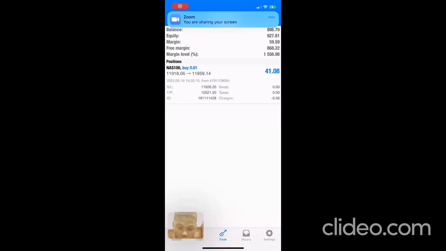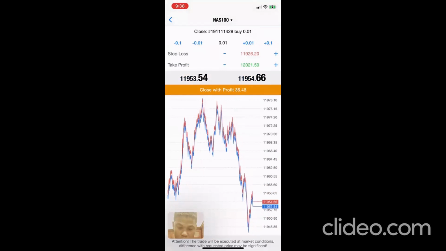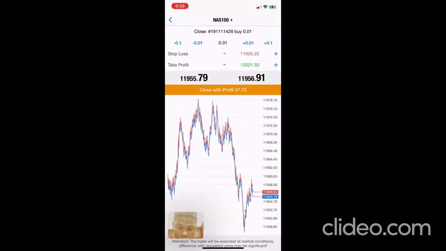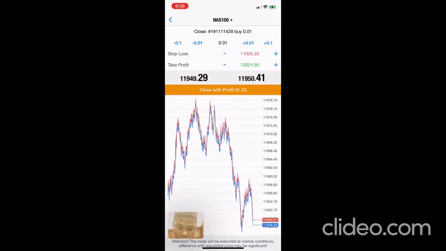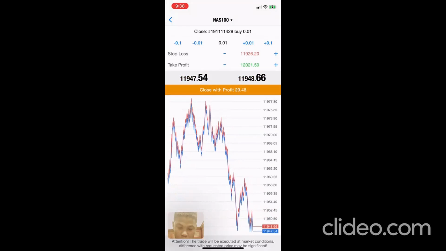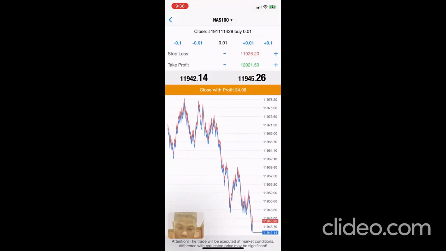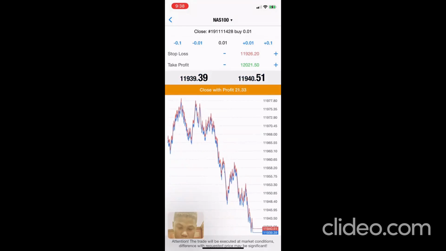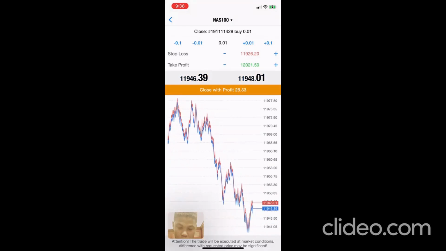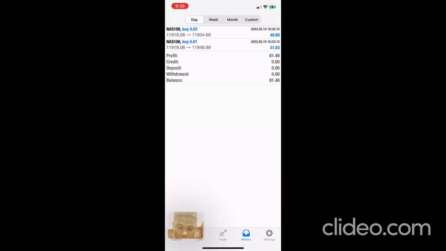Hold on. $42 in profit. I'm going to go ahead and close this. 36, 35. Give me at least 40. Give me at least 40. No way, if you're not going to give me 40, then I'm going to take 30. There we go. $81 profit for today.